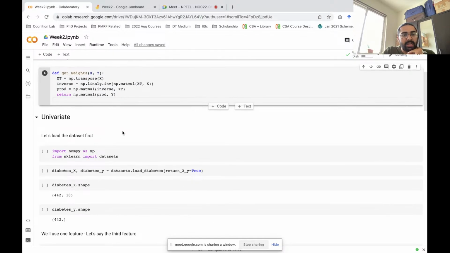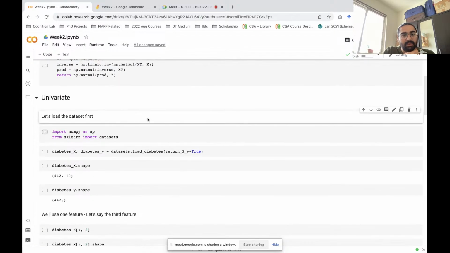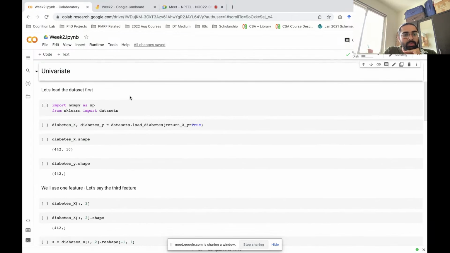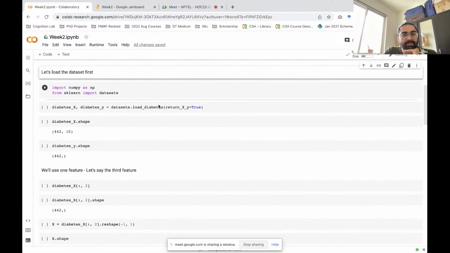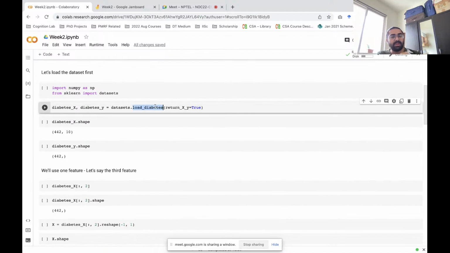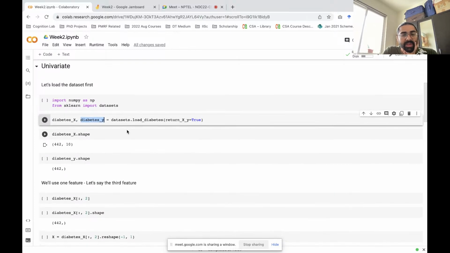And I think you also had a small introduction about sklearn today. So we'll see a sample data set here, something on diabetes. This load diabetes gives you diabetes X and Y. So X is all your features that you want to use to predict the variable Y, and Y is a real valued variable.